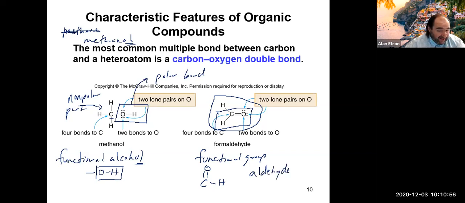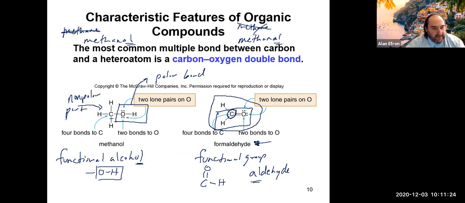And an aldehyde, if we think about how many carbons we have here, we have one, which is again based off of methane. And the formal name for this is methanal, AL. That's because it's an aldehyde, so it ends in AL. And the common name is formaldehyde. So that's its common name.